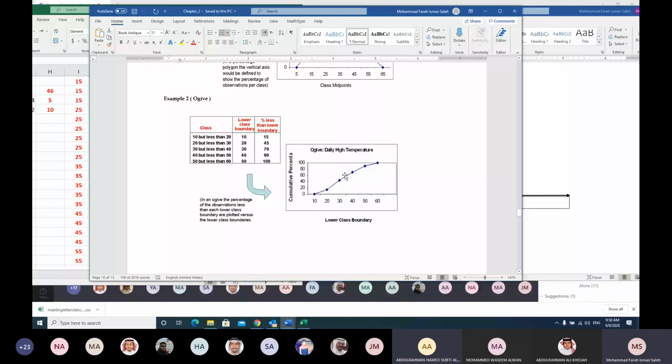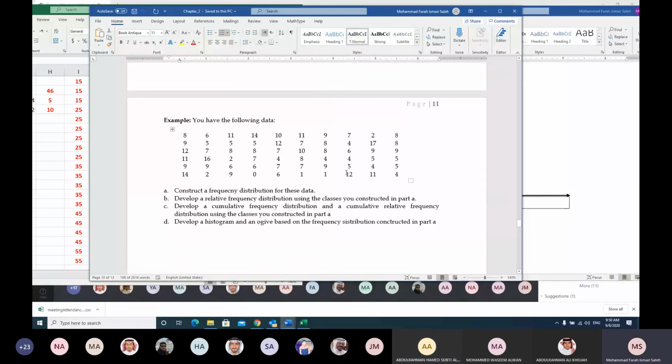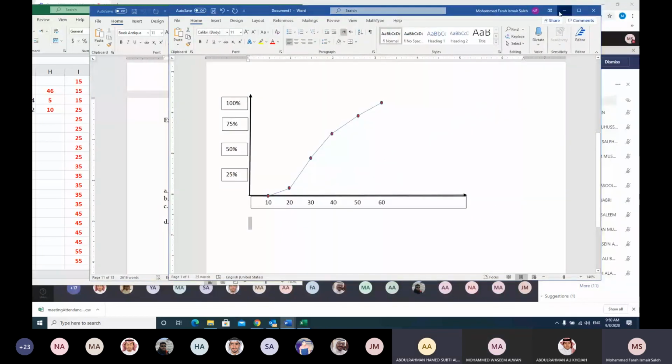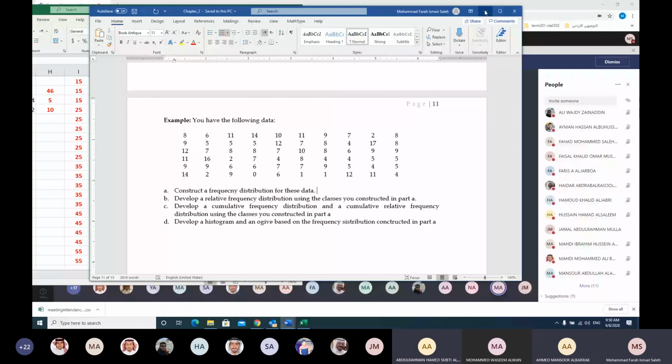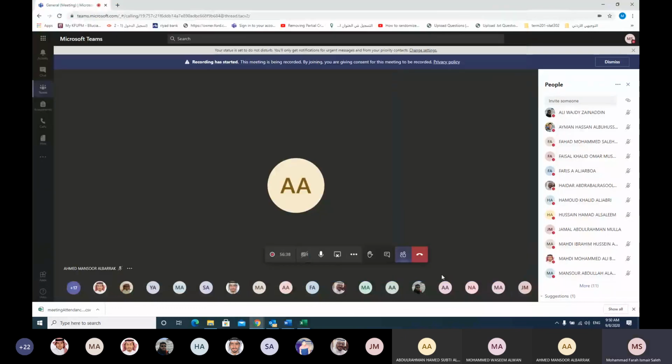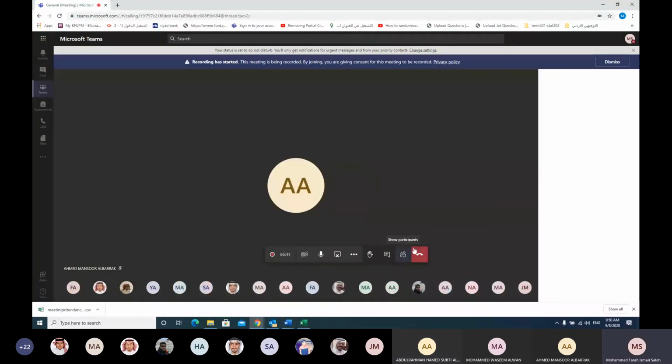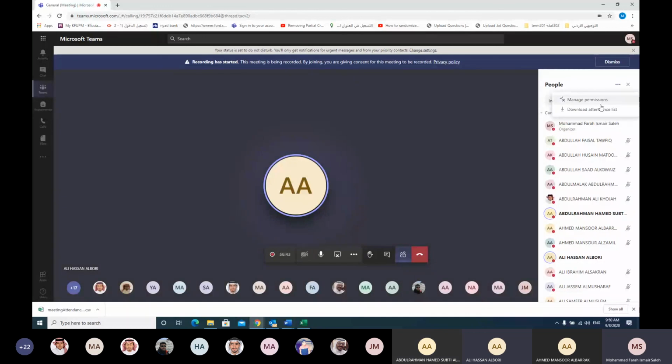I need you to solve this question in detail. It's the first homework assessment. If you have any question, ask me next class. Page 11, you have this question. Do it at home. Clear? Don't use Excel. You solve by hand, step by step. Just show me your solution by next class.